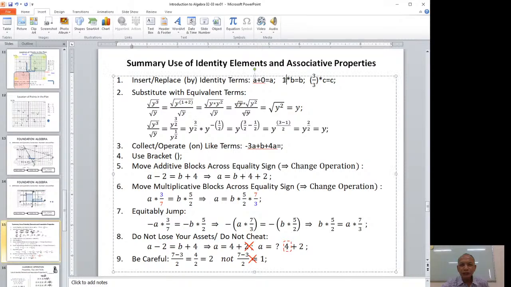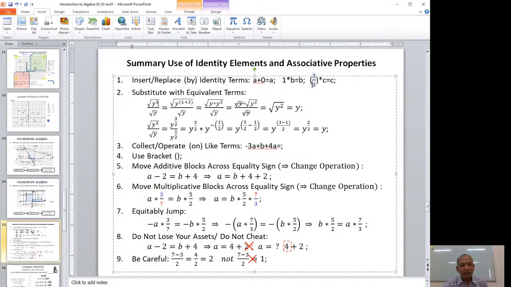When you want to replace 1 like this, you can replace it by 3 over 3, okay, or you can replace by 5 over 5, or you can replace by 7 over 7, or 11 over 11, because 11 over 11 equals 1. Okay, so this is called insert or replace by identity term, here substitute with equivalent term.